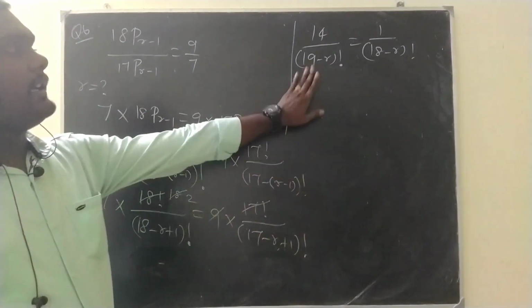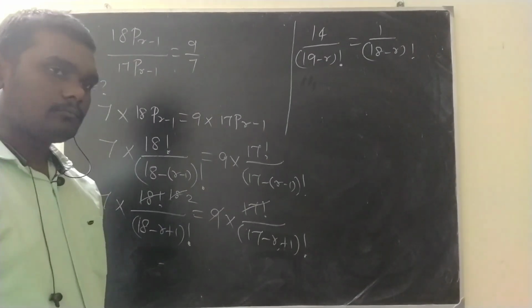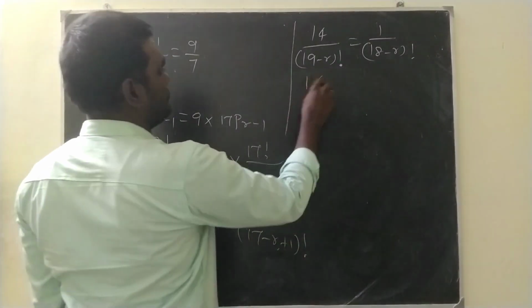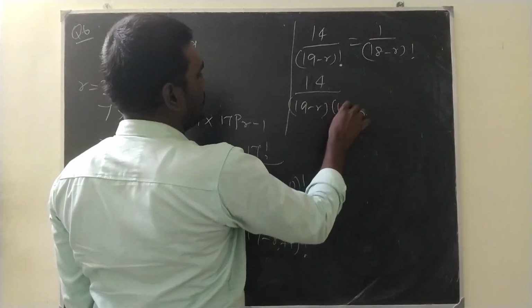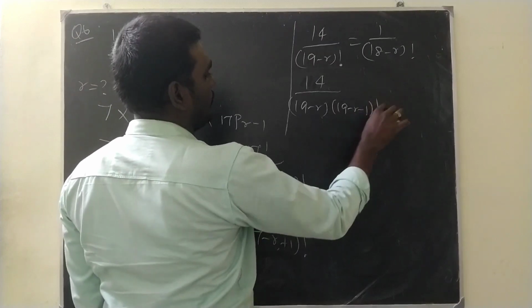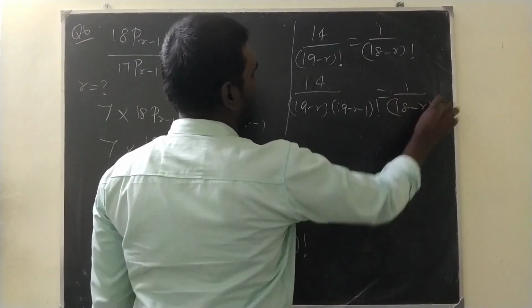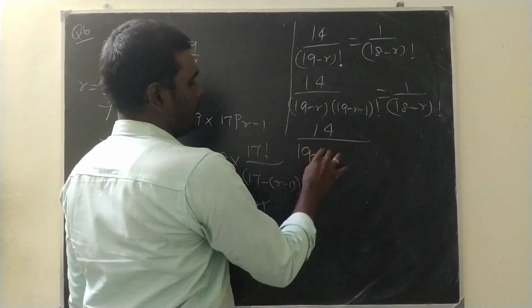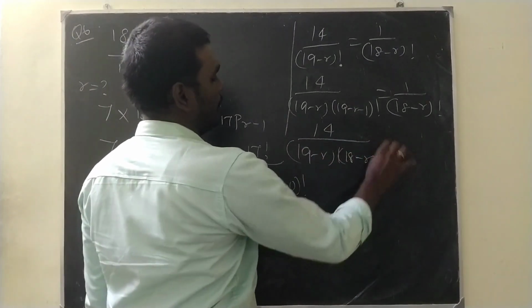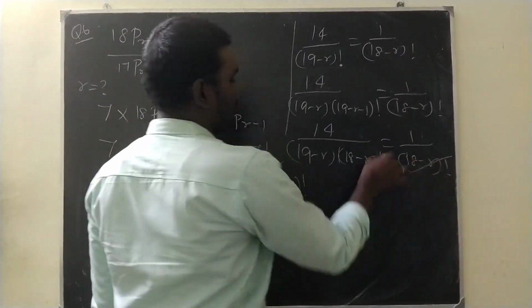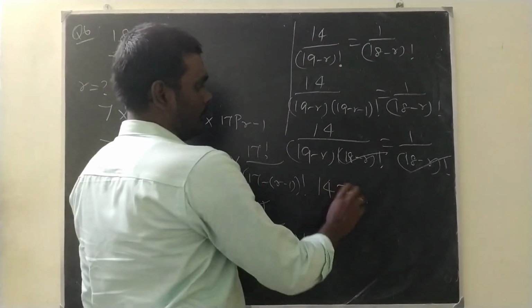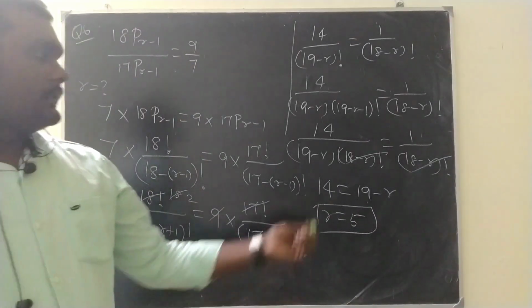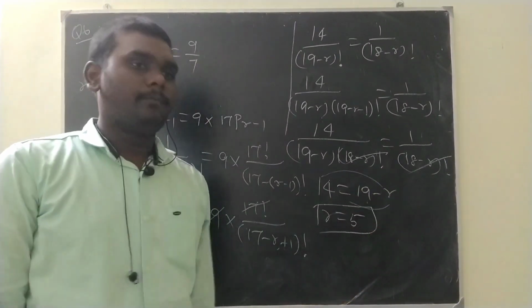Now which one is bigger, 19 minus r or 18 minus r? If we expand this, 14 by (19 minus r) into (19 minus r minus 1) factorial equals 1 by (18 minus r) factorial. What is this (19 minus r minus 1) factorial? It is (18 minus r) factorial. There also these two will get cancelled. Then simply cross multiply. 14 is equal to 19 minus r. Then r is equal to 5. That's all. This 14 goes there, r comes here, 19 minus 14, it is 5.